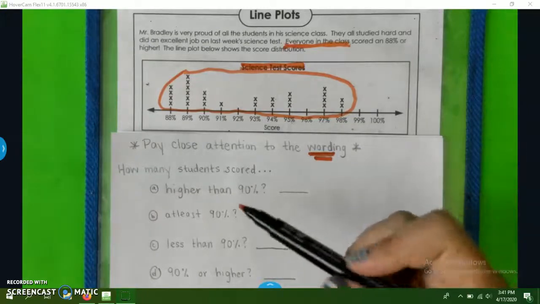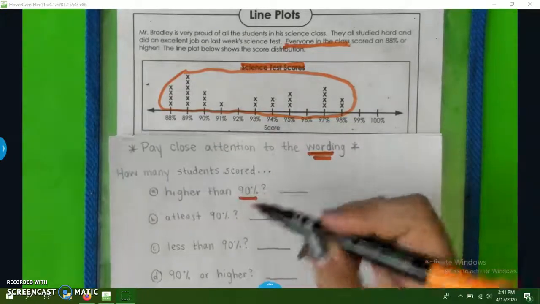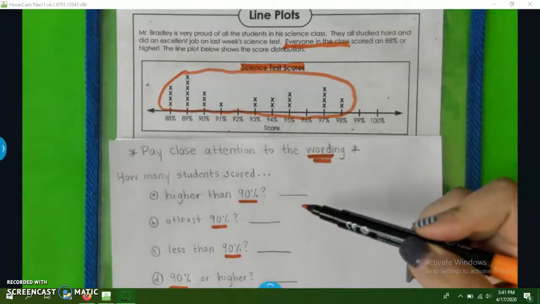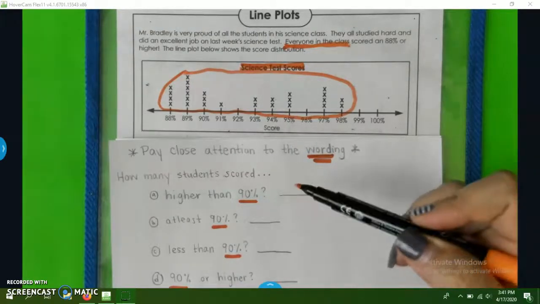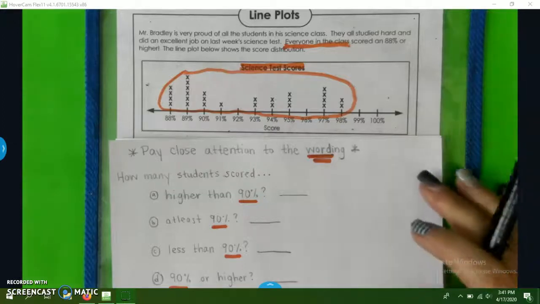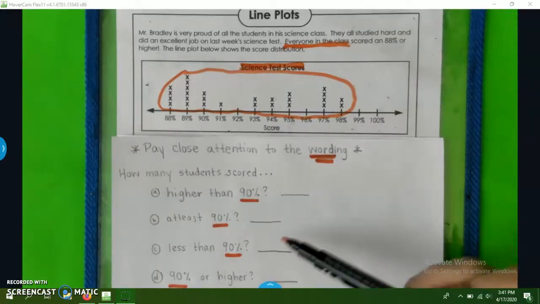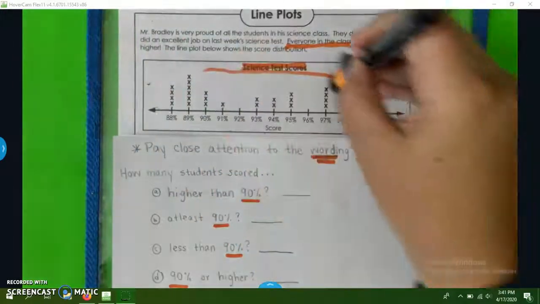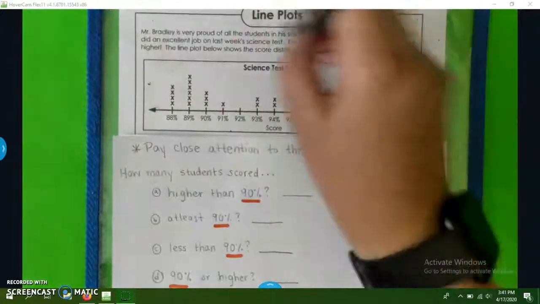So, every one of these questions includes, or looks like it includes, the number 90%. However, most of these all have a different answer, because they're all getting you to look at a different range of the data. So range meaning what part of the data we're looking at for our answer, where it's stretching to and from.